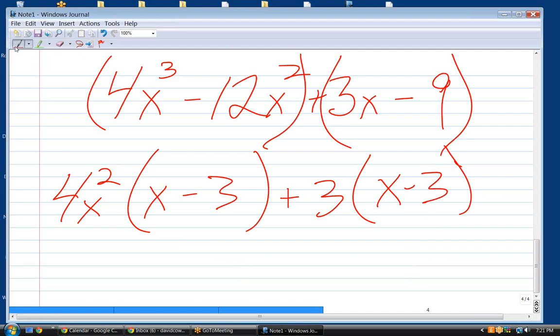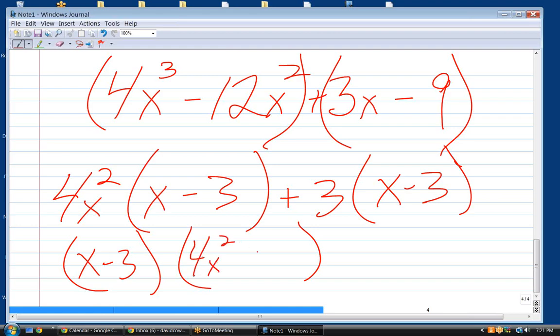In other words, you don't have to only factor out single terms like that. You can factor out terms like this. You're not used to doing it. This might be the first time you've ever done it. But if I factor out the x minus 3, what am I left with? 4x squared plus 3. Uh-huh. And there's your answer. Okay. And that can't be reduced anymore.